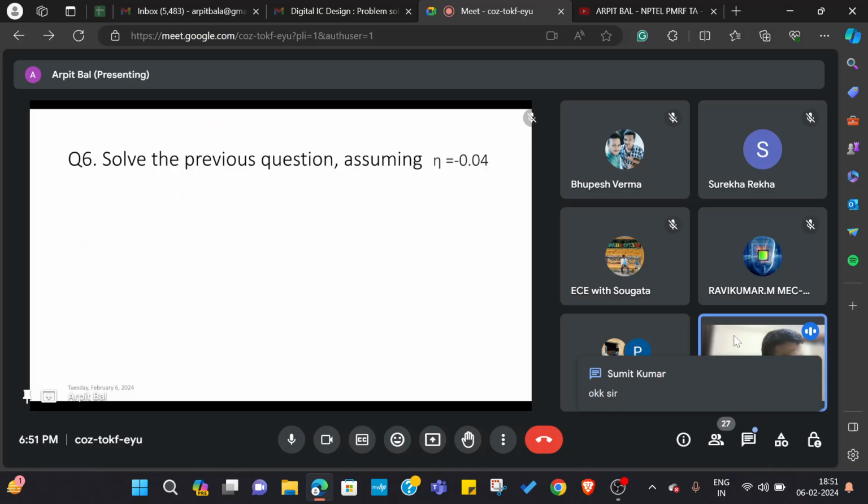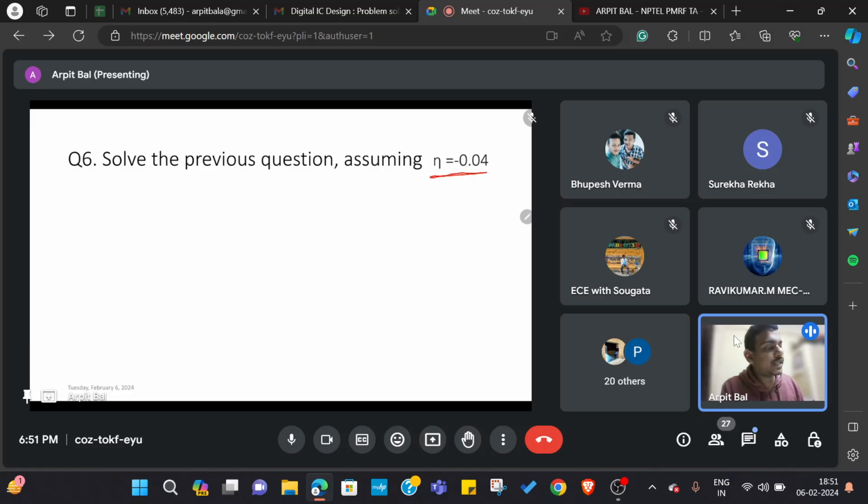Okay, so for the next question, you just need to replace whatever equation we had. You just need to substitute the value of eta and again redo the calculation. So this is a practice problem for you, you can try it out.